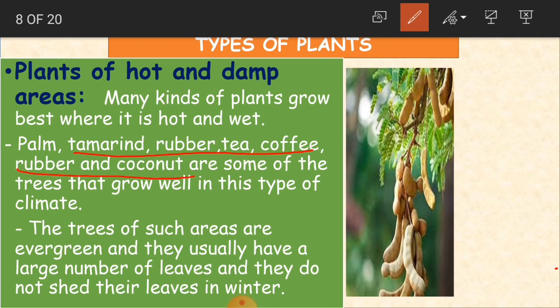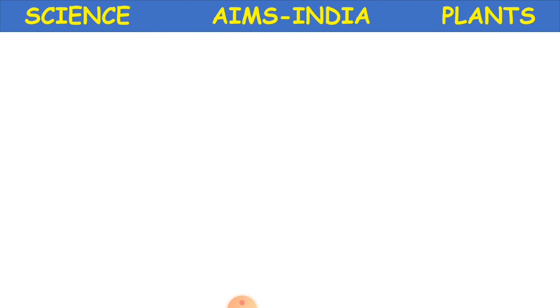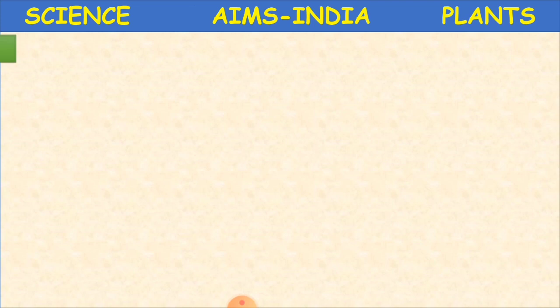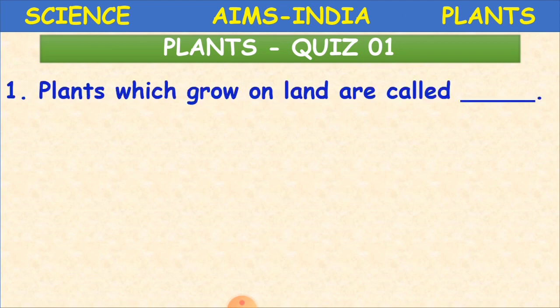So these are another type of plants, children. You can see a picture of a tamarind tree here. Now another one, a coconut tree here again. These are some examples where you can see these types of trees in hot and damp areas. And now as we have learned some things, we'll revise whatever we have learned in the form of question and answer. Ready, children? We'll do a revision part here.